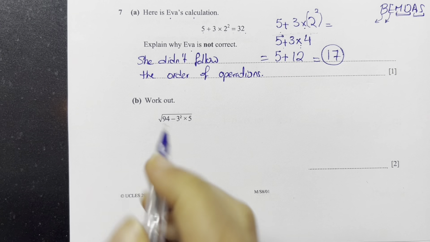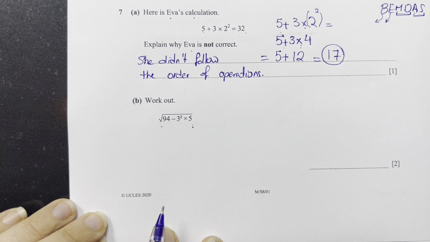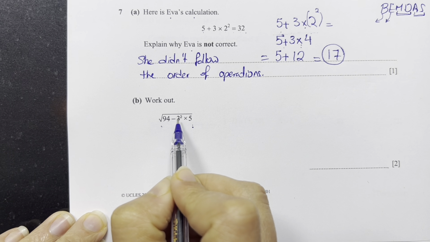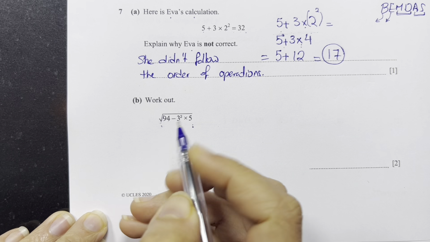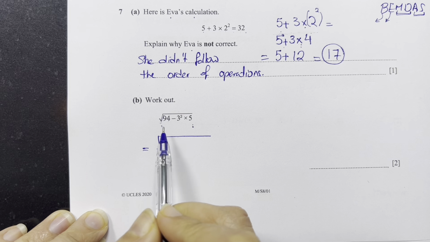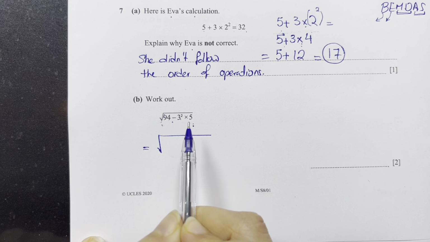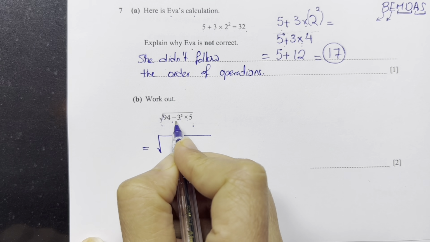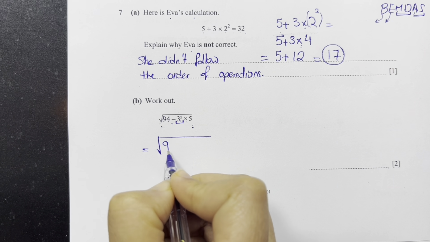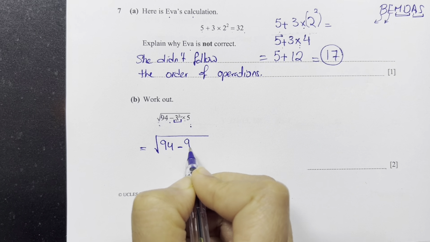Okay, work out this expression using also the order of operation. So what we have here is 94 minus 3 power 2 multiplied by 5, all that under the root. Okay, now we have under the root here three operations, which are subtraction, exponent and multiplication. So we are going to work out the exponent first, which is 3 power 2 equal 9.